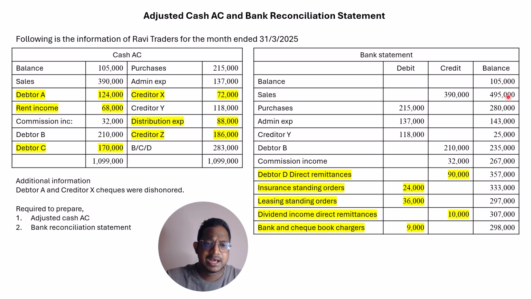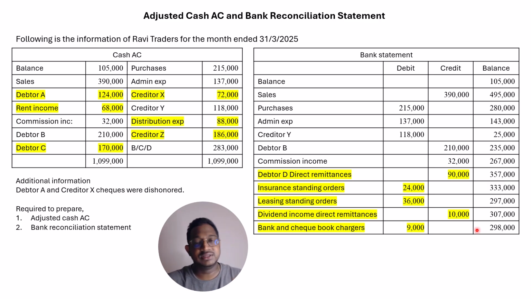Which means the opening balances of the cash account and the bank statement are equal to each other. That is not an error. But the cash account closing balance is 283,000, while the bank statement closing balance is 298,000. So the cash account closing balance and the bank statement closing balance are not equal to each other.